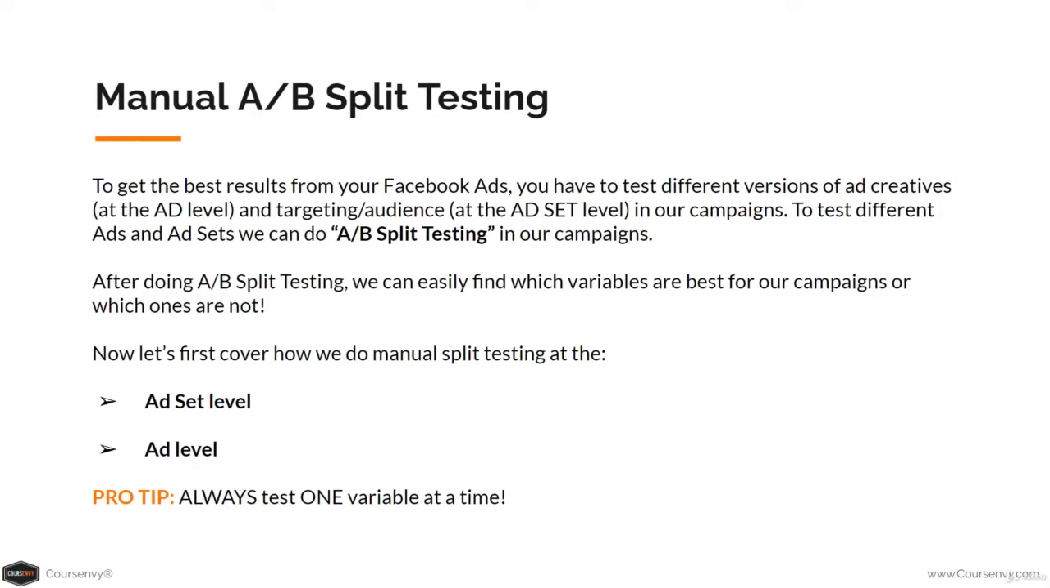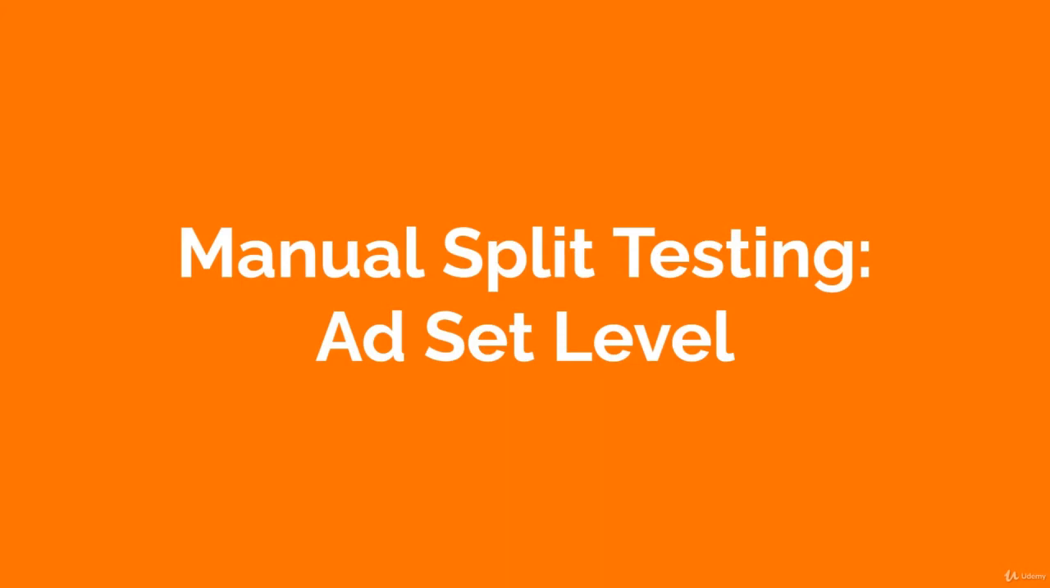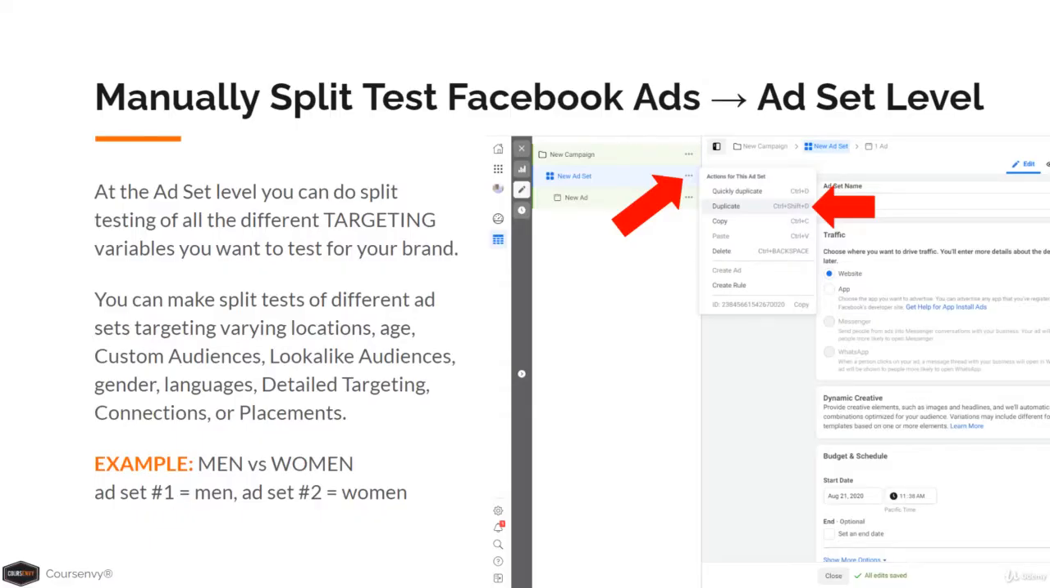not. Now let's first cover how we can do manual split testing at the ad set level and ad level. Remember my pro tip, always test one variable at a time. Manual split testing at the ad set level. At the ad set level, you can do split testing of all the different targeting variables you want to test for your brand and business. You can make split tests of different ad set targeting varying locations, age, custom audiences, lookalike audiences, gender, languages, detailed targeting, connections, or placements. For example, men versus women.